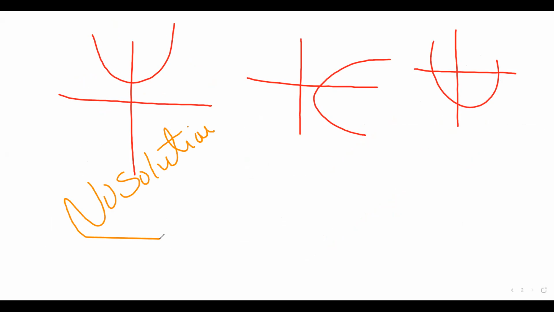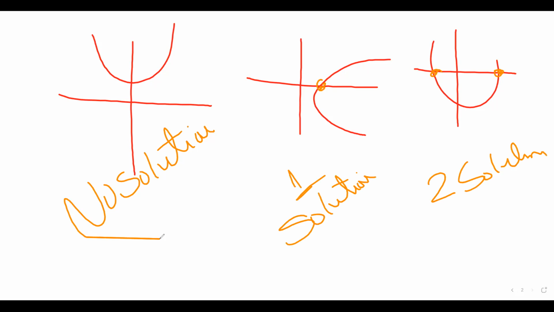Look at the second one. How many times does it touch the x-axis? 1 time. So we have only 1 solution. And the third one, how many times does it touch the x-axis? 2 times. So we have 2 solutions. Is it clear now?